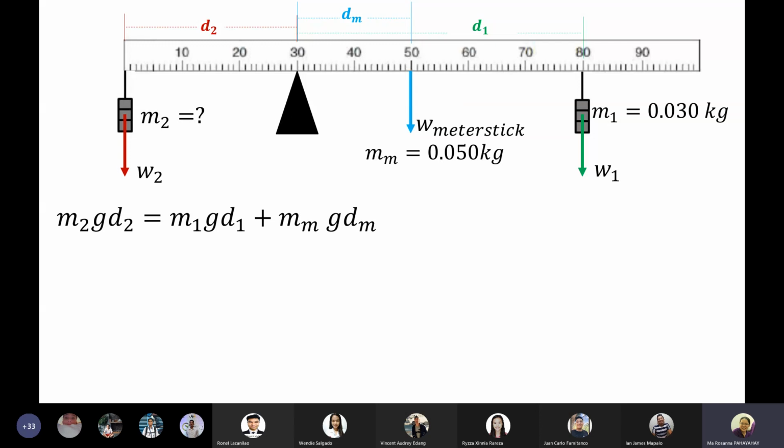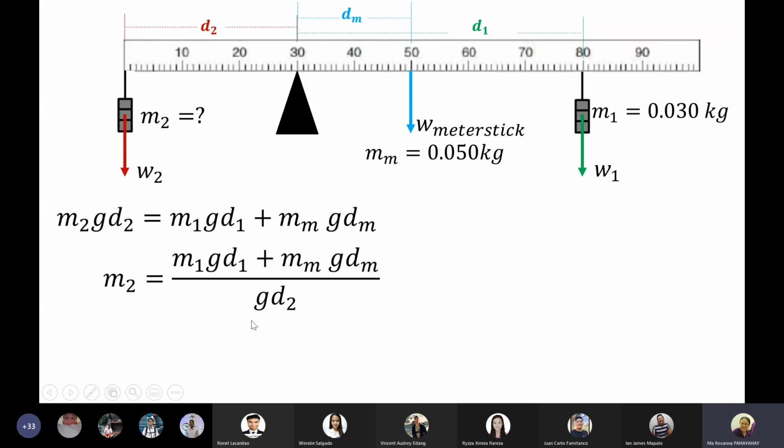So divide both sides by g over D2, and it will be just this one. Okay, you can follow it.